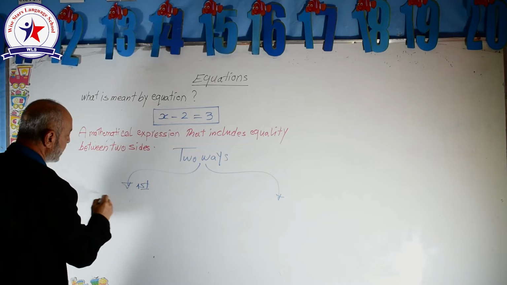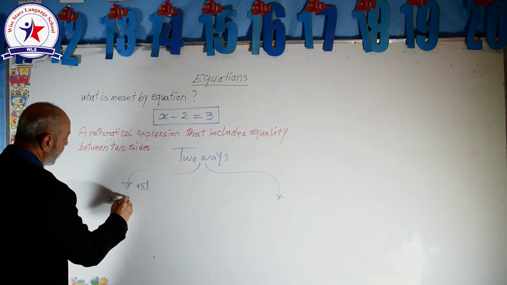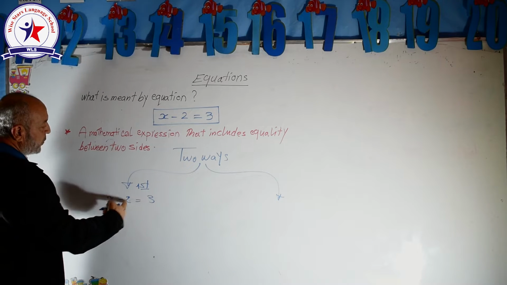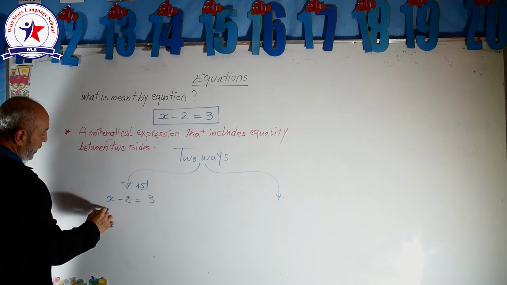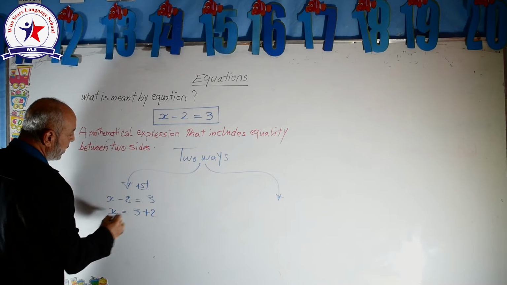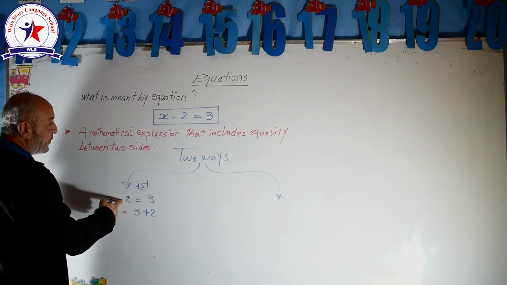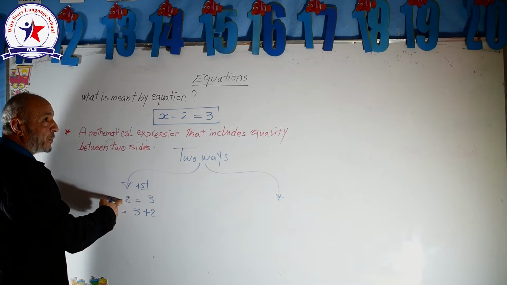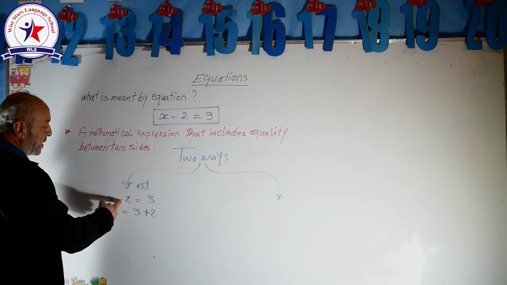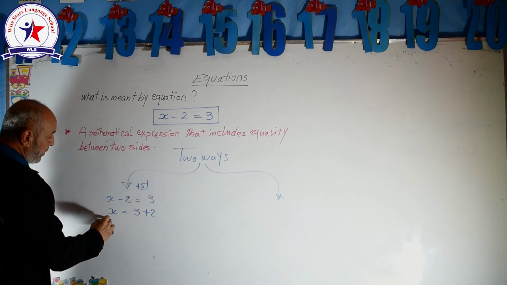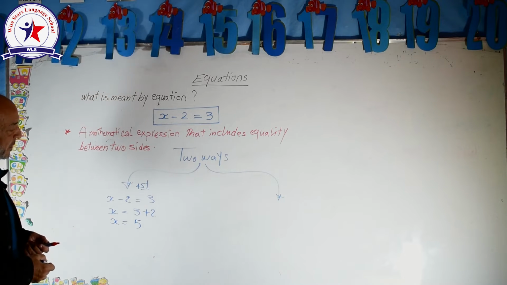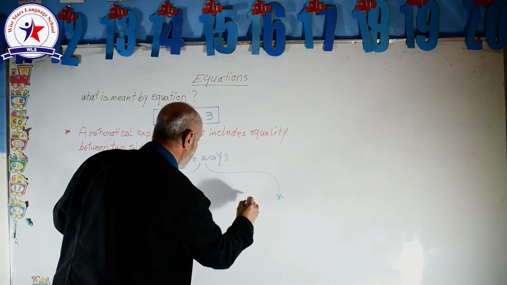The first way is to transfer or to move -2 to the other side. So simply it will be like this: x equals 3 plus 2. Why plus 2? Because you have to use the additive inverse of -2. Clearly, simply, the additive inverse of -2 is +2. So if you add it, you can easily figure it out. So x equals 5.